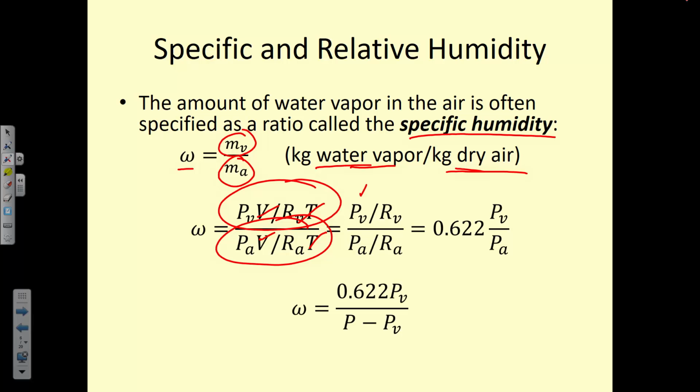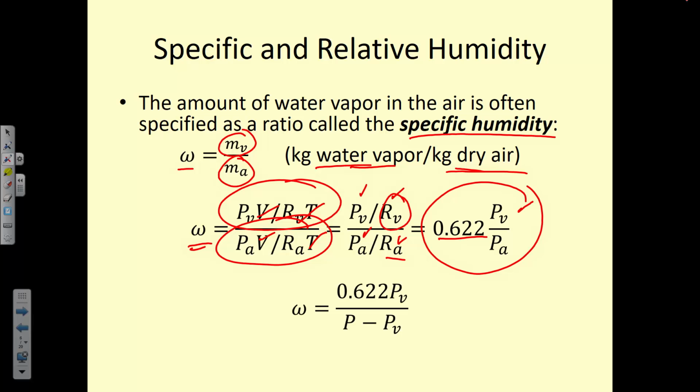So we're just given P sub V over P sub A, R sub V over R sub A. So if we take R sub V, which is the R value for water vapor, and divide it by the R value for air, we get this number, 0.622. So this 0.622 P_V over P_A is an alternate way of calculating our specific humidity.